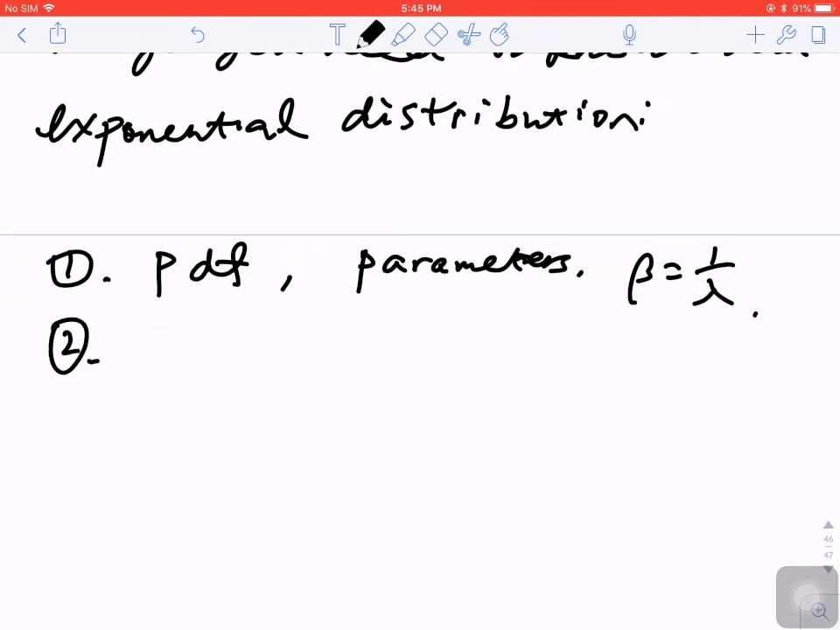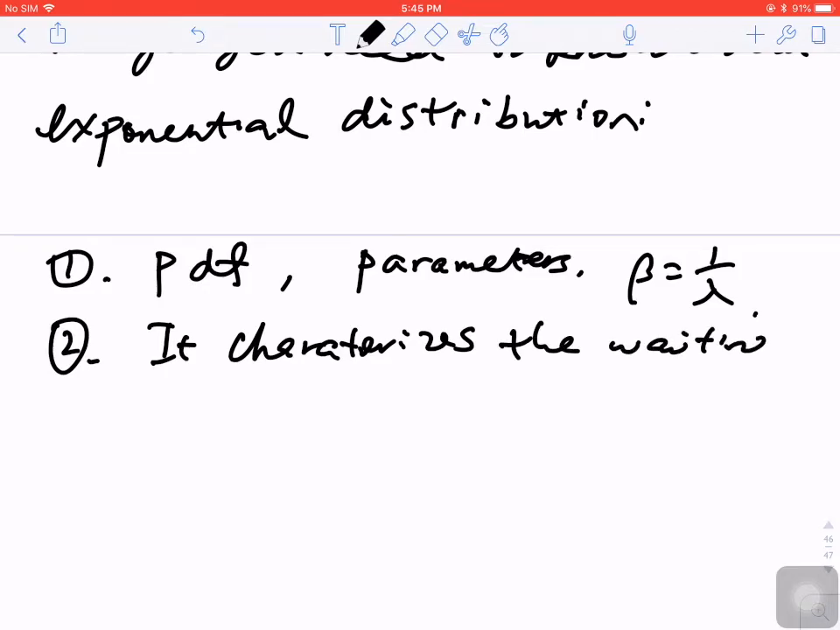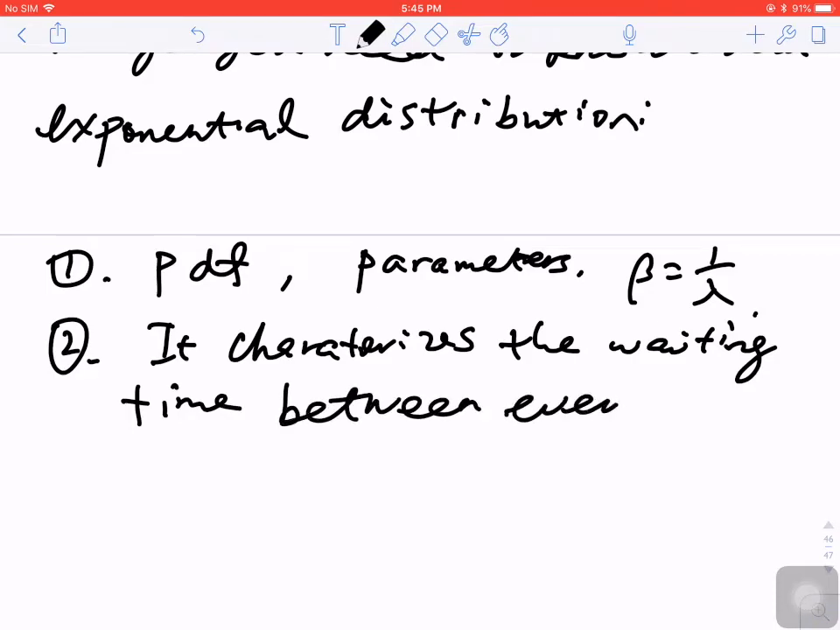Okay, so the second thing, it characterizes the waiting time between events in a Poisson process.